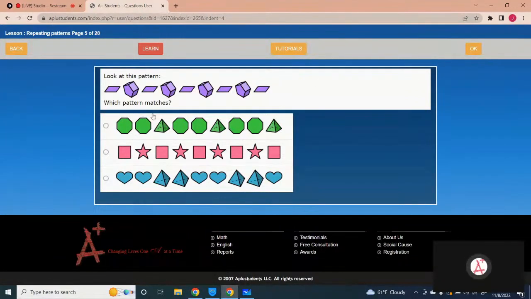Okay, look at the pattern. Which pattern matches? Now you have two shapes and they are repeating themselves again and again, just one time each. The first time it's a parallelogram, and the second time this shape. Again a parallelogram, then this shape. You have to match the correct option. Which option is the correct one? First, second, or third?